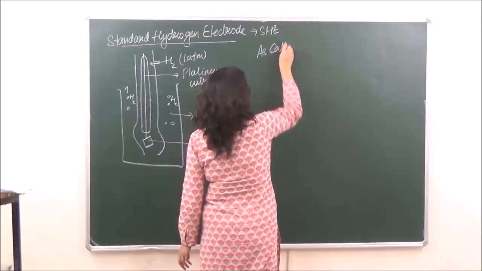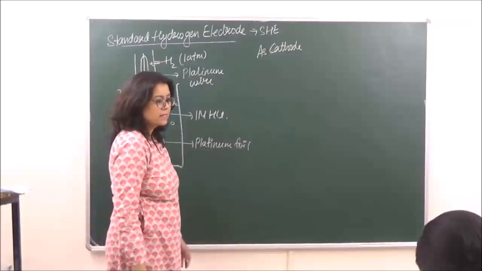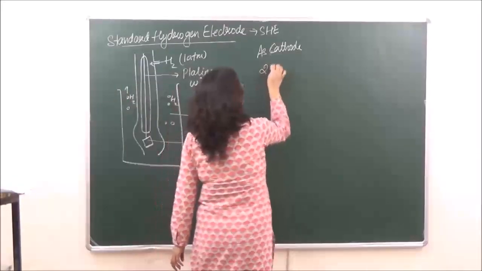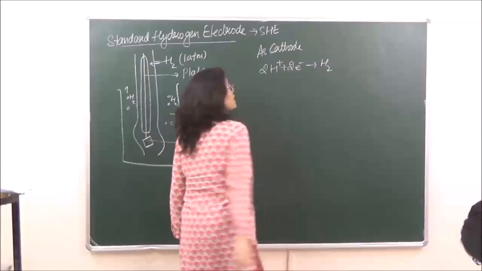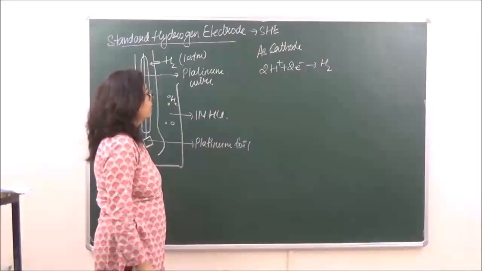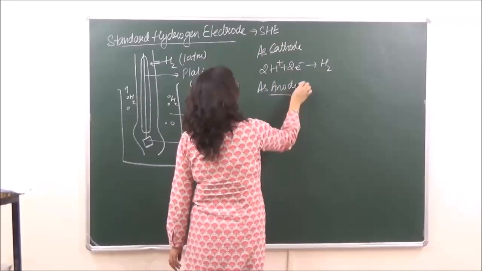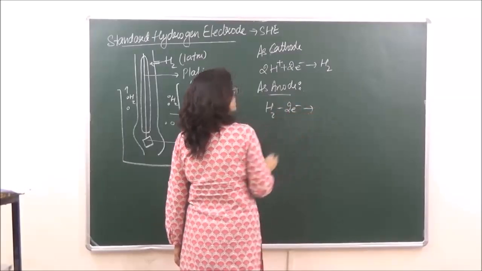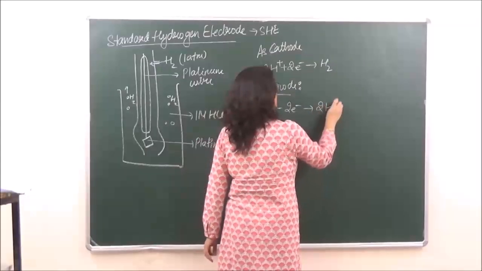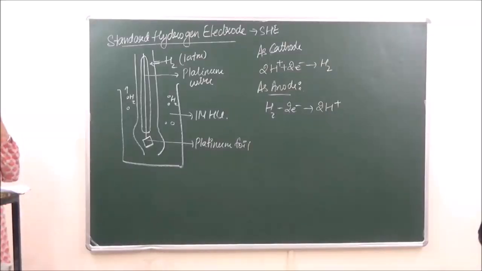Okay, so if we are taking this as cathode, we know that at cathode always reduction is going to take place. So 2H positive plus 2 electrons gives us H2, right? And when we are taking this as anode, then we have the opposite reaction in which H2 loses 2 electrons to give us 2H positive. Okay, is it clear? So this is the standard hydrogen electrode.